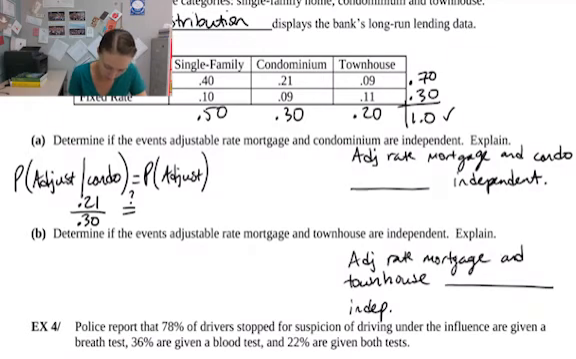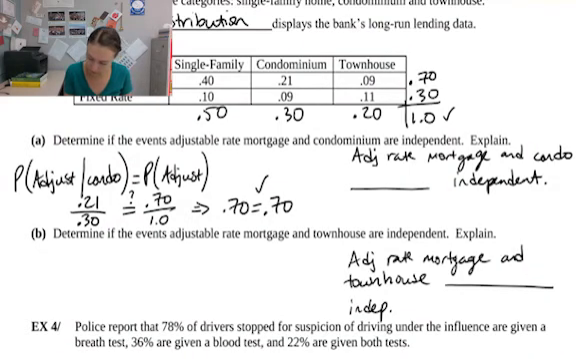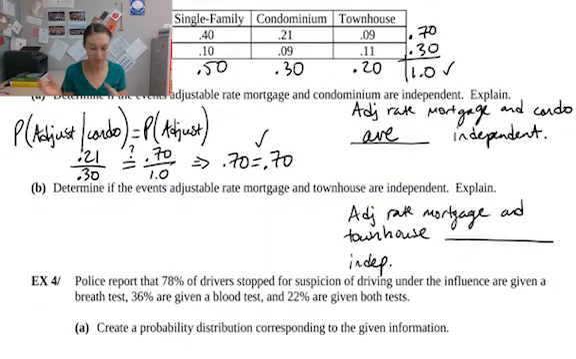Does that equal adjustable rate mortgages, which was 0.70 out of 1.0? Well, do the math. So does 0.21 divided by 0.3 equal 0.70? Yes, it does. 0.70 equals 0.70. Check. The adjustable rate mortgage and condo are independent. So given that they had a condo, the probability that they got an adjustable rate mortgage was 70%. Well, the probability that they get an adjustable rate mortgage total is 70%. So condo has no effect. Buying a condo had no effect on the probability that they would get an adjustable rate mortgage.